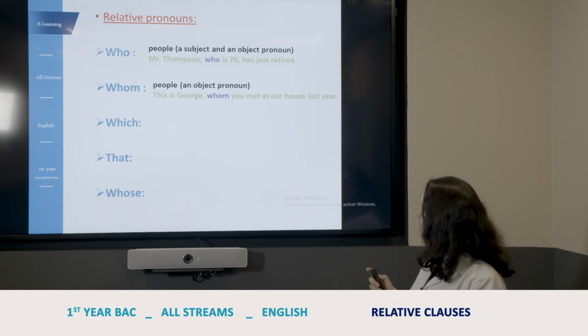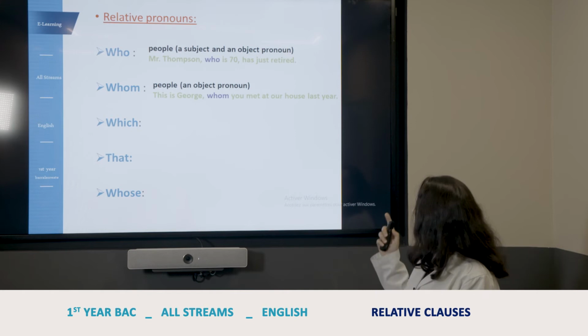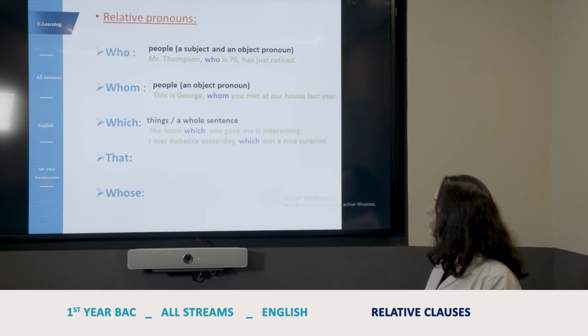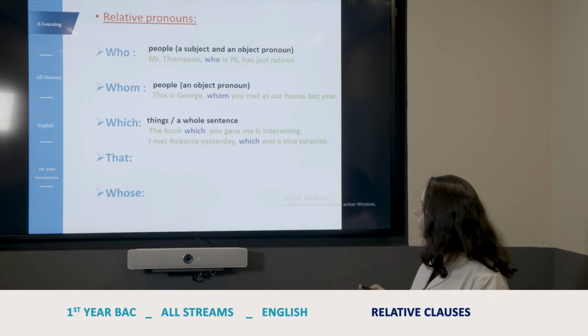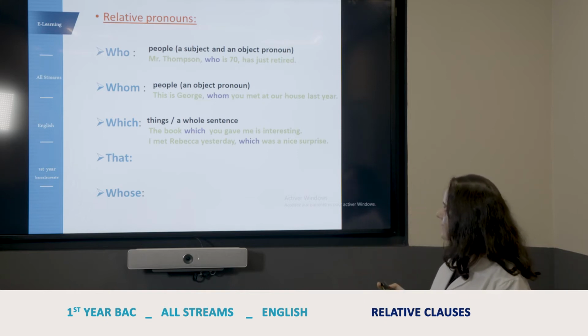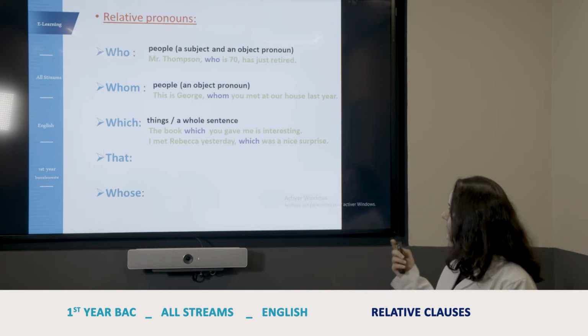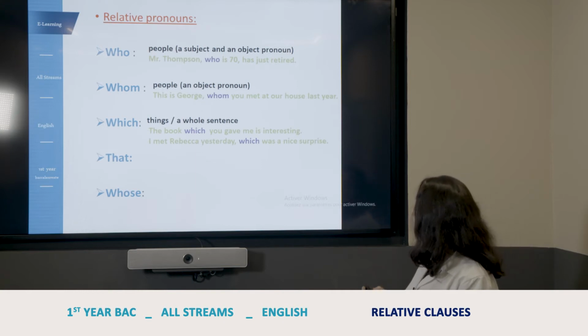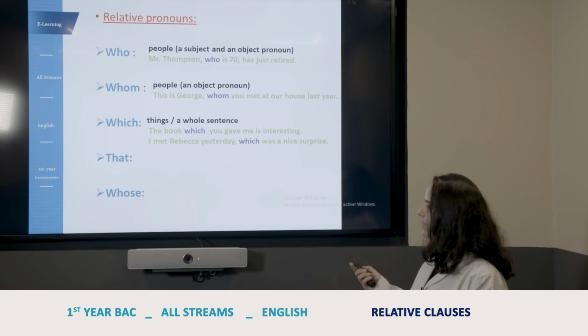Whom refers also to people, but it is just an object pronoun. For example, this is George, whom you met at our house last year. So, whom refers to George. Which refers to things and a whole sentence. For example, the book which you gave me is interesting. So, book is a thing and which refers to it. In the second sentence, we have, I met Rebecca yesterday, which was a nice surprise. So here, which refers to the whole sentence, the fact of meeting Rebecca yesterday.